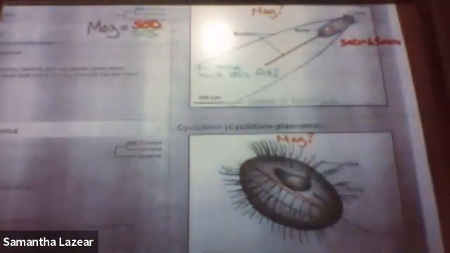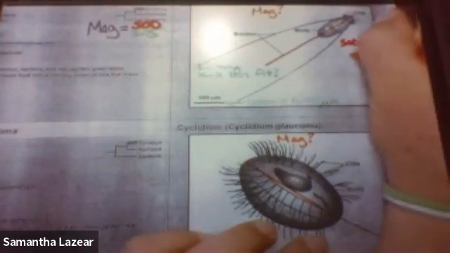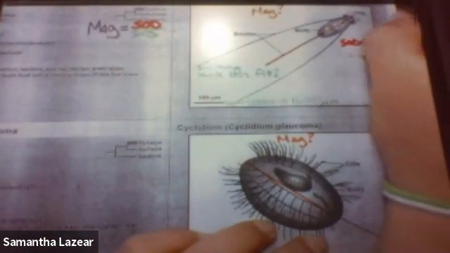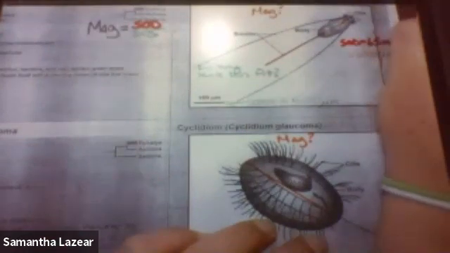How many scale bars fit? Okay, so we need to convert our 65 millimeters to what? We want everything to be in the same units. Is it 65,000? That would be equal to how many micrometers? 65,000.